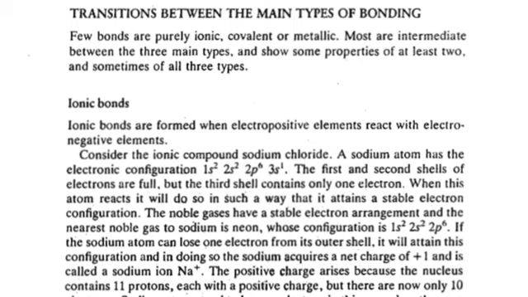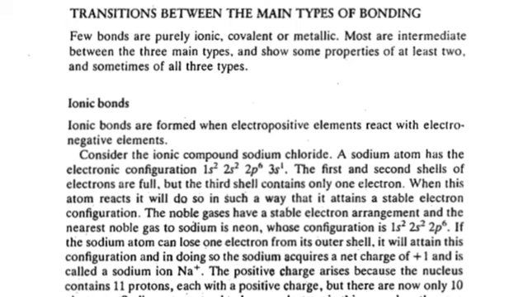A sodium atom has the electronic configuration 1s2, 2s2, 2p6, 3s1. The first and second shells of electrons are full, but the third shell contains only one electron. When this atom reacts, it will do so in such a way that it attains a stable electronic configuration. The noble gases have a stable electronic arrangement, and the nearest noble gas to sodium is neon, which has a configuration of 1s2, 2s2, 2p6. If the sodium atom can lose one electron from its outer shell, it will attain this configuration, and in doing so the sodium acquires a net charge of +1, called sodium plus.